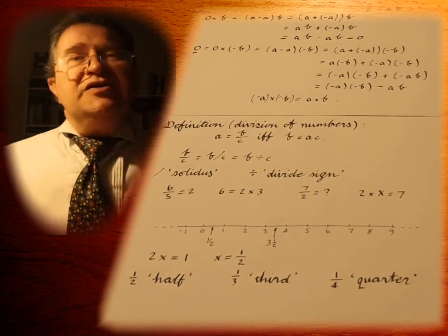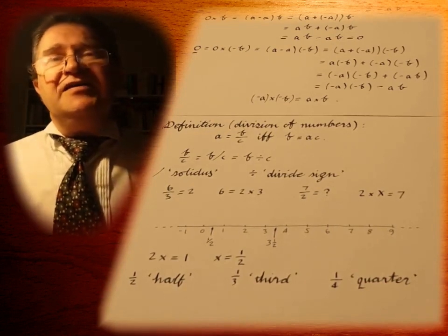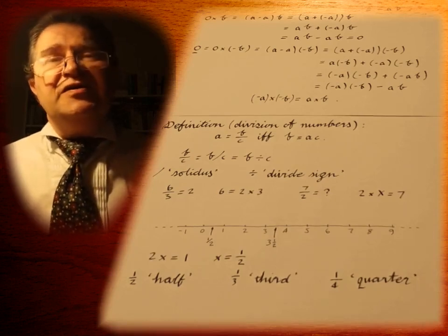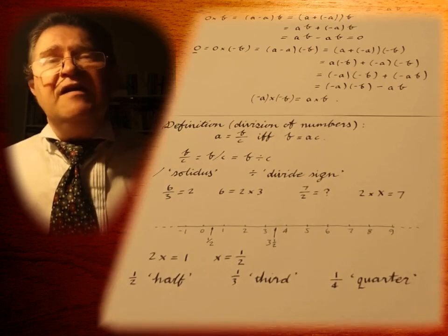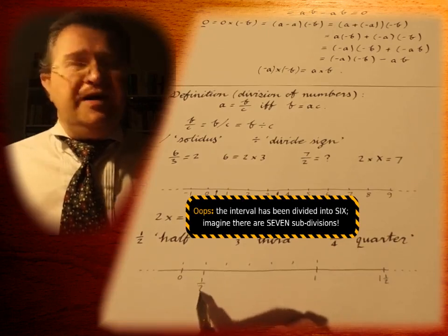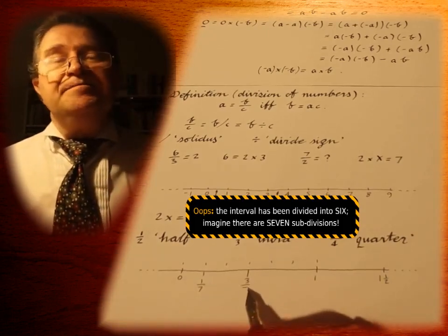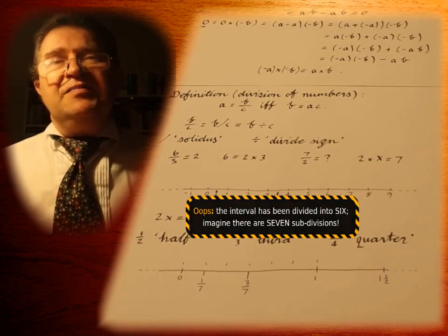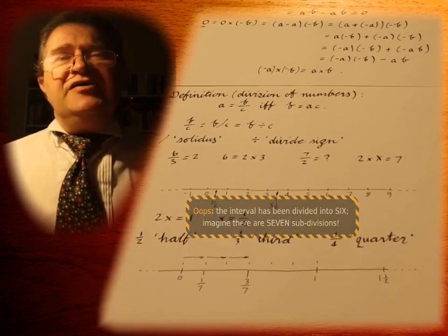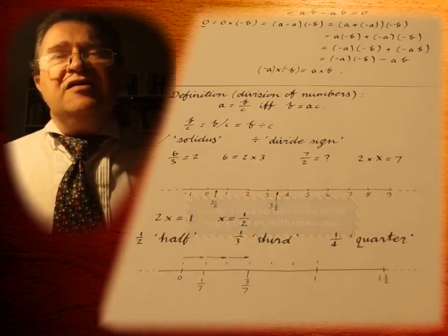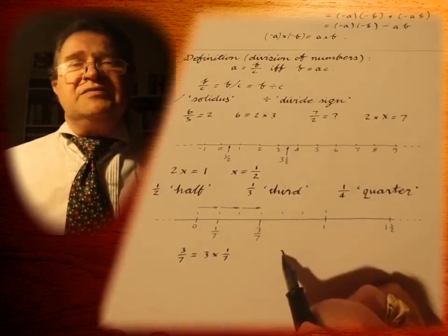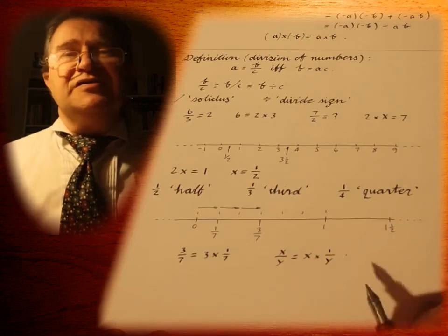In general, a point between 0 and 1 may be identified by dividing the whole interval into some appropriate number and then counting the number of such subdivisions between 0 and our point of interest. For example, dividing the interval into 7, we see that 1 7th would be here and 3 7ths here. In doing this, we clearly see, for example, that 3 7ths is just 3 lots of 1 7th. And in general, therefore, that any x over y is x times 1 over y. That's just substituting symbols for those numbers.